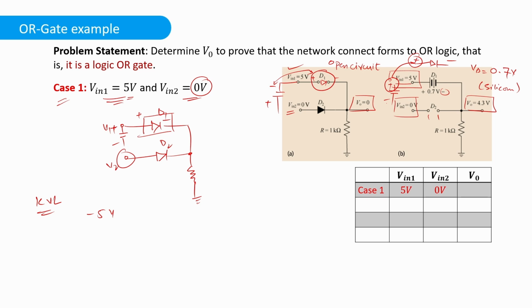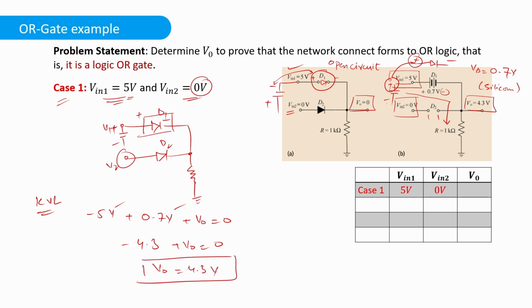So minus 5 volts plus 0.7 volts plus V naught equal to 0. This is Kirchhoff's voltage law, because current will flow through this and it will act as a linear circuit, or you can say a circuit in series. Okay, so let's simplify these values from here, and this will become minus 4.3, right? Plus V naught equal to 0, and we will have V naught equal to 4.3 volts.